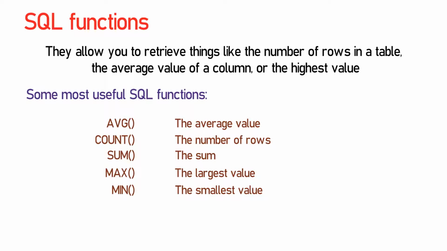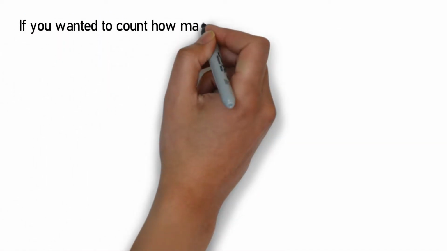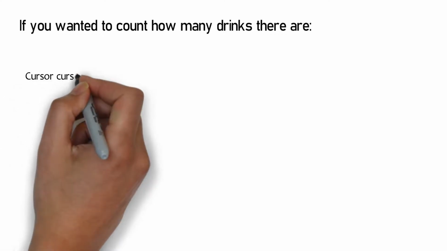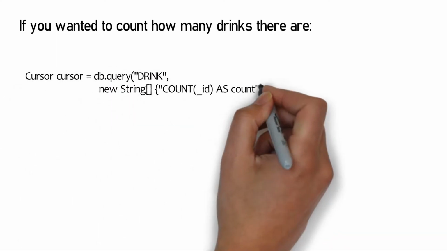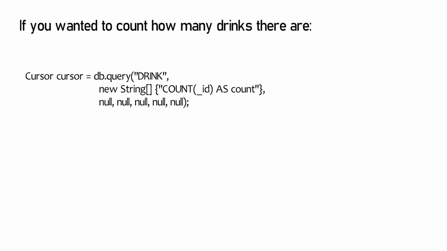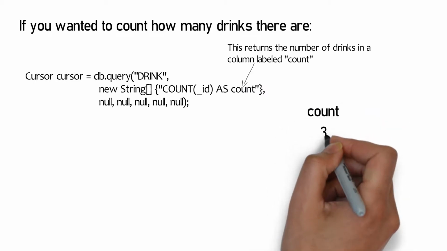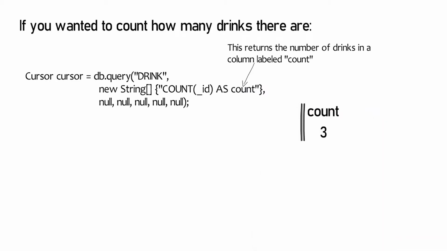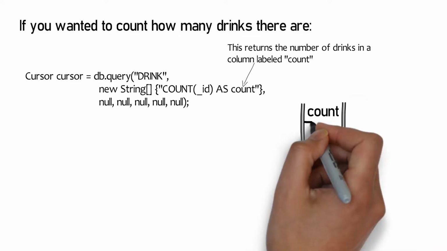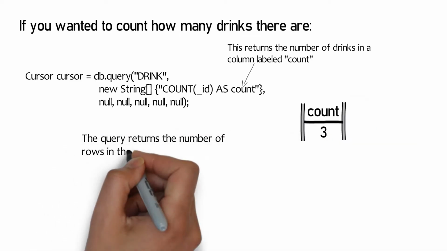As an example, if you wanted to count how many drinks there are in the drink table, you could use the SQL count function to count the number of values in the _id column. This returns the number of drinks in a column labeled count. The query returns the number of rows in the drink table.